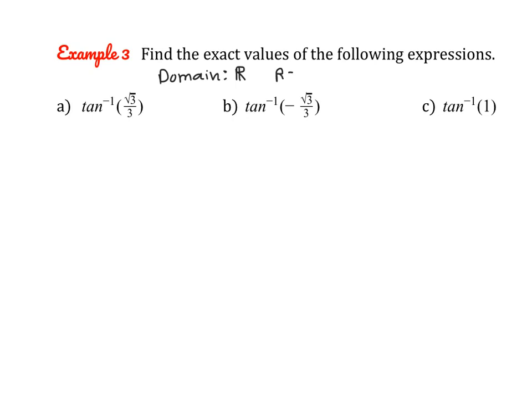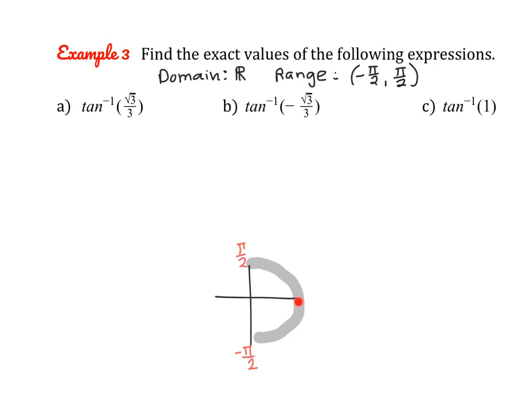And then our range, remember, is restricted because of those asymptotes. So our range is between, but not including, negative pi over 2 and pi over 2. So again, we are going to be working somewhere between pi over 2 and negative pi over 2. Those are going to be our answers. So it's either going to be quadrant 1 or quadrant 4 as a negative angle.